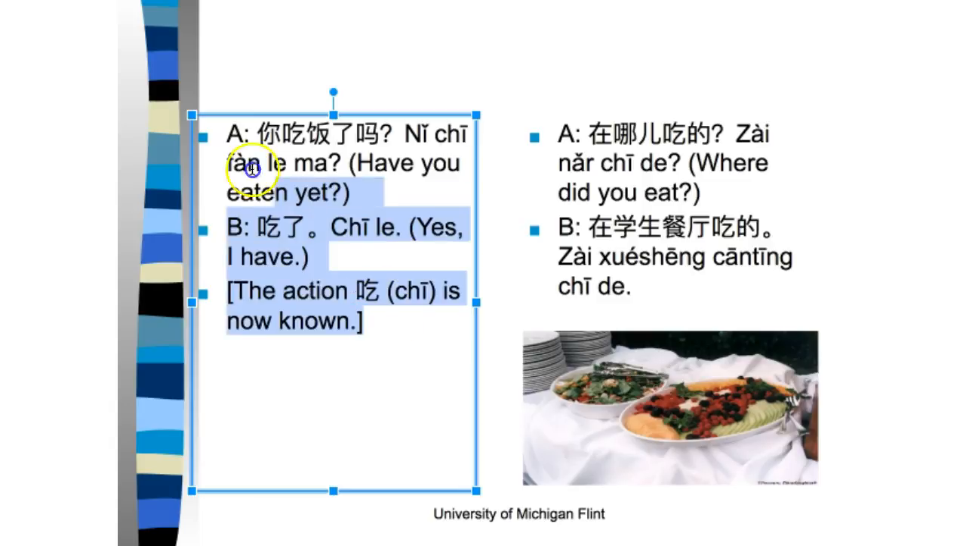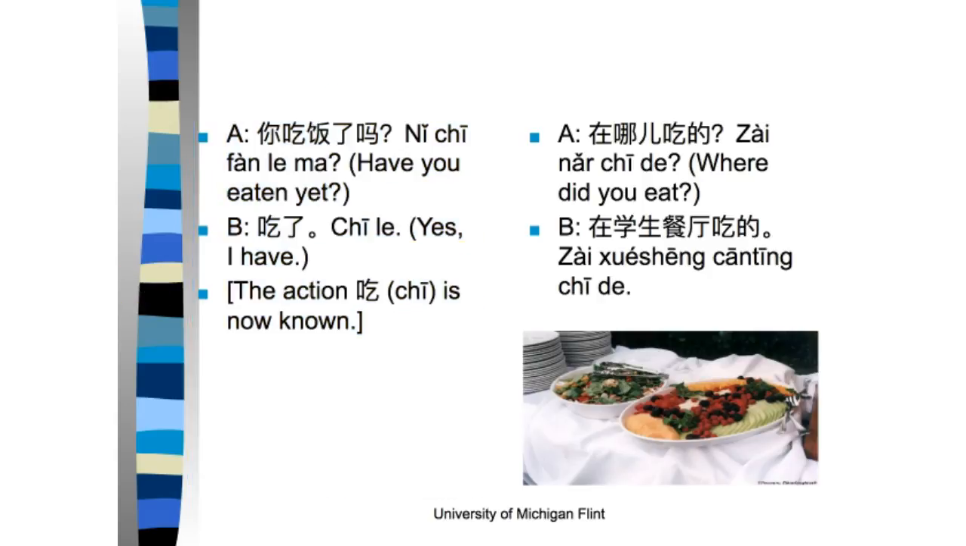Right. So now I know you ate food. I'm going to ask details about it. 在哪儿吃的? Where did you eat? 我是在学生餐厅吃的。All right. So let's go back and review a little bit.